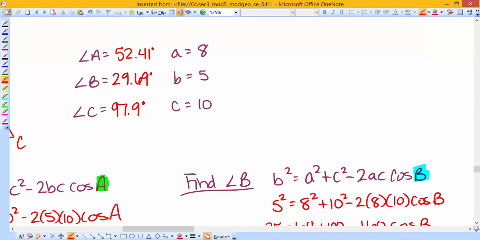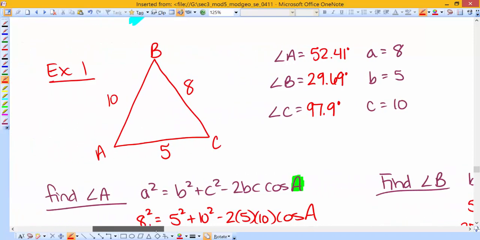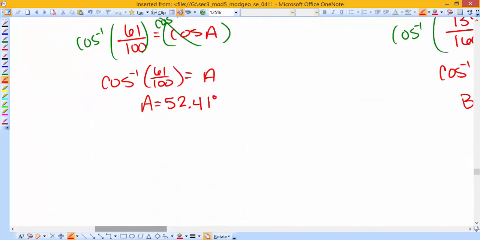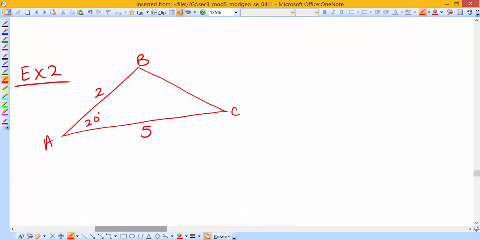Hopefully you got the same things as I did as I was working this out. If you need to watch it again, watch it again. If you have a question, write it down and ask me tomorrow in class, please, as we're spending another day on this. All right, let's move on to example 2.